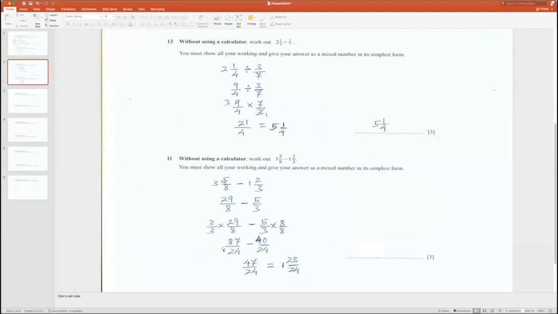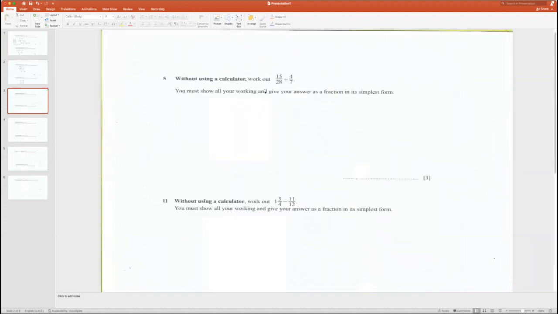We have the common denominator. Then we can subtract these numerators. 87 minus 40, 47 over 24. This is also a top heavy fraction or improper fraction. 24 times 1 and 23 is remaining. Whole number is 1 and fraction 23 over 24.